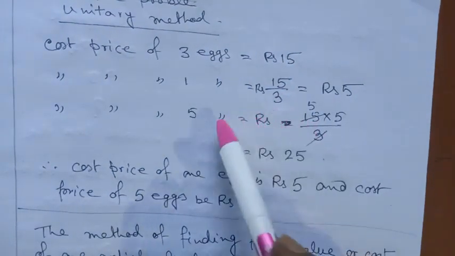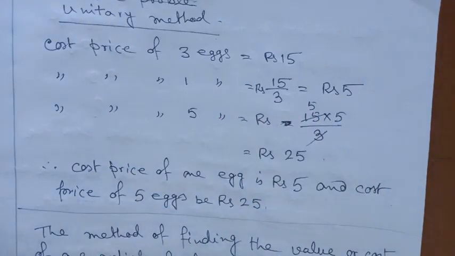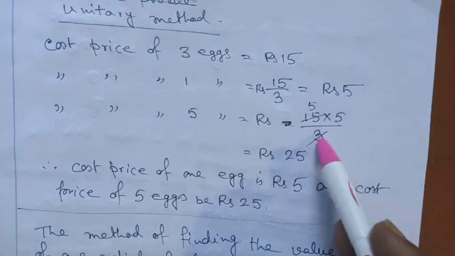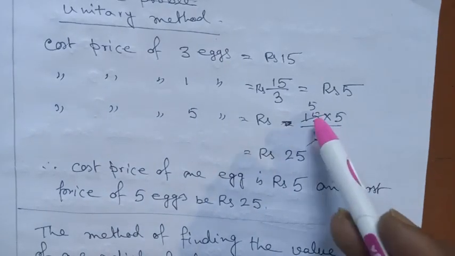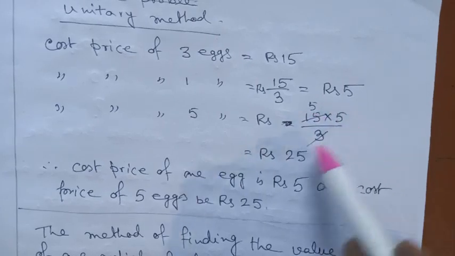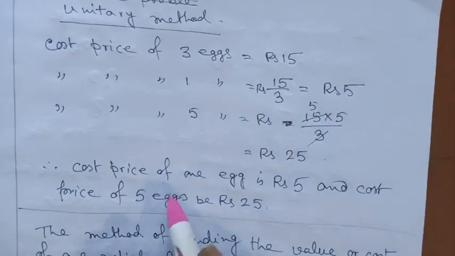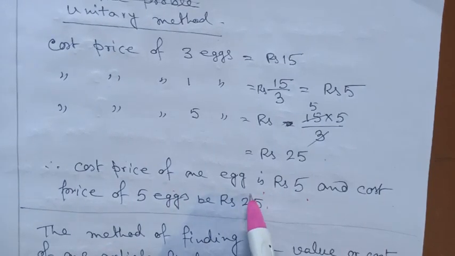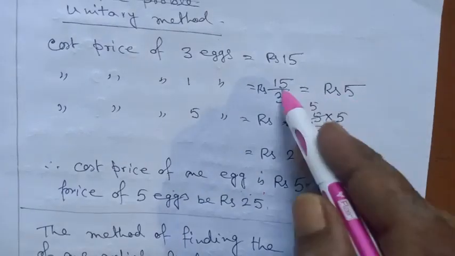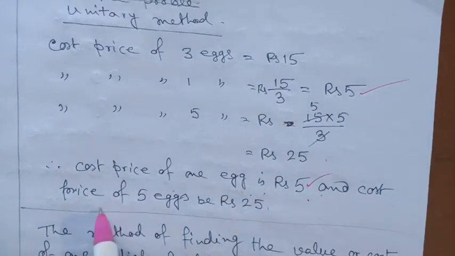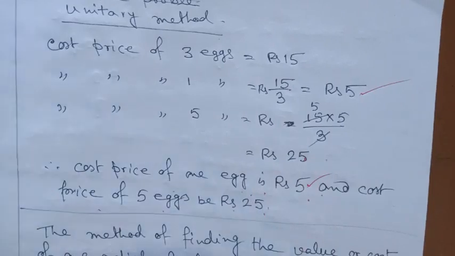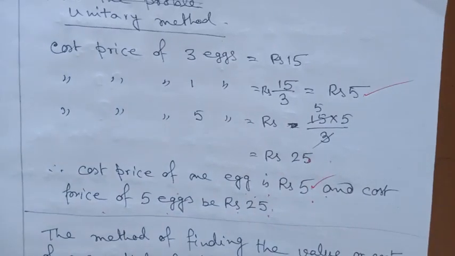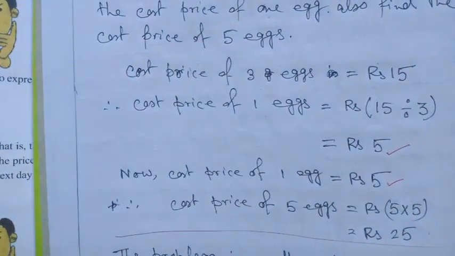If the amount decreases, then we divide. If the amount increases, then we multiply. Discussed later on, obviously. So 15 by 3 into 5. Now 3 and 15 cancel out. This is 5. 5 into 5, that is 25. So cost price of 1 egg is rupees 5 from this relation, and the cost price of 5 eggs is rupees 25.